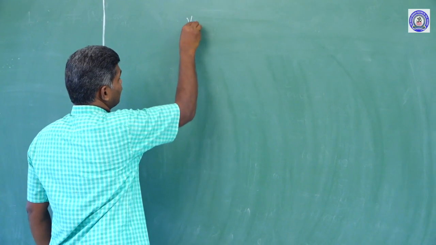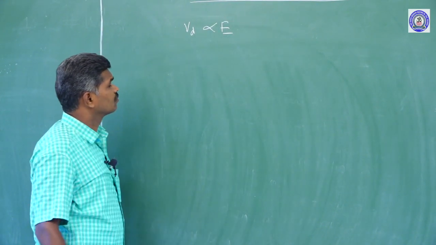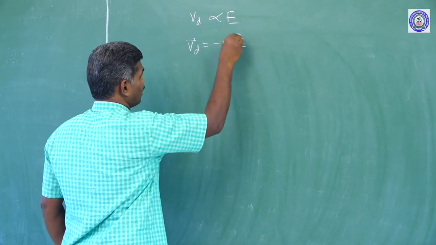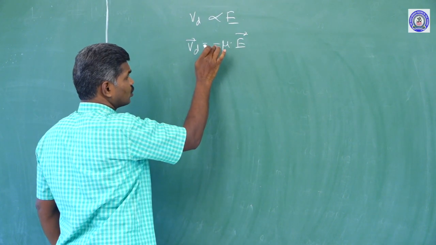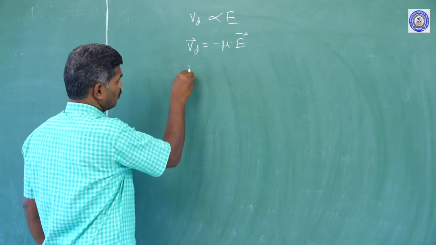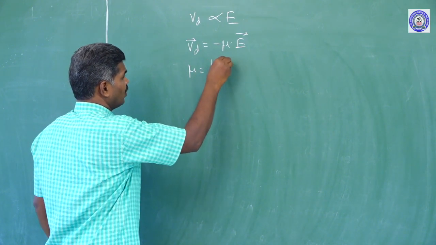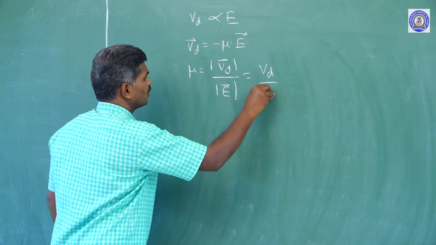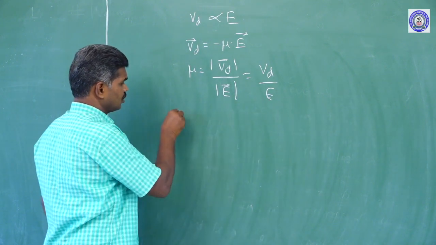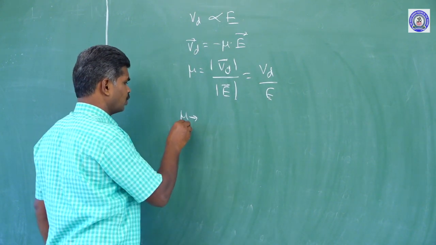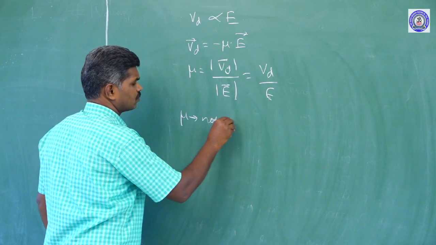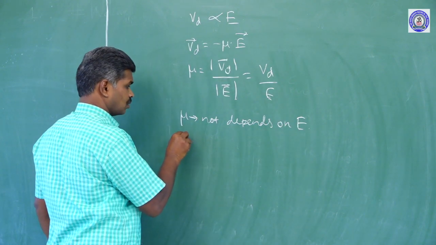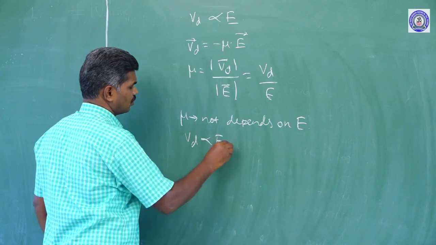Vd is proportional to E. Vd vector is equal to minus mu into E vector. These two are in opposite directions, which is shown by the negative sign. Then mu is equal to the modulus of Vd vector divided by the modulus of E vector, or simply Vd by E, drift velocity acquired per unit electric field. So mu does not depend on the electric field, but Vd is proportional to E.